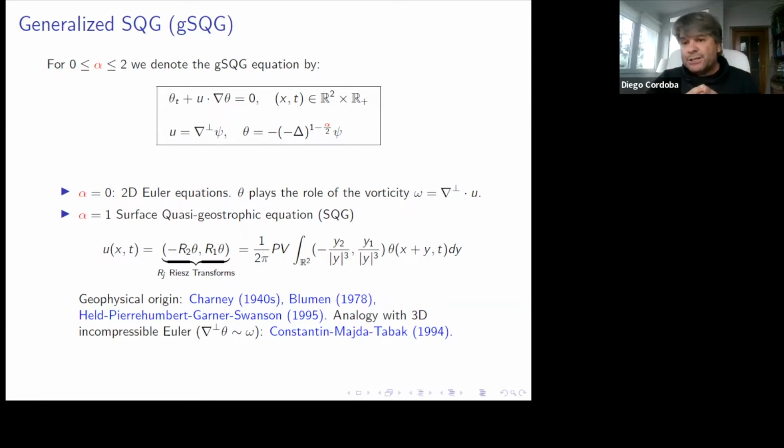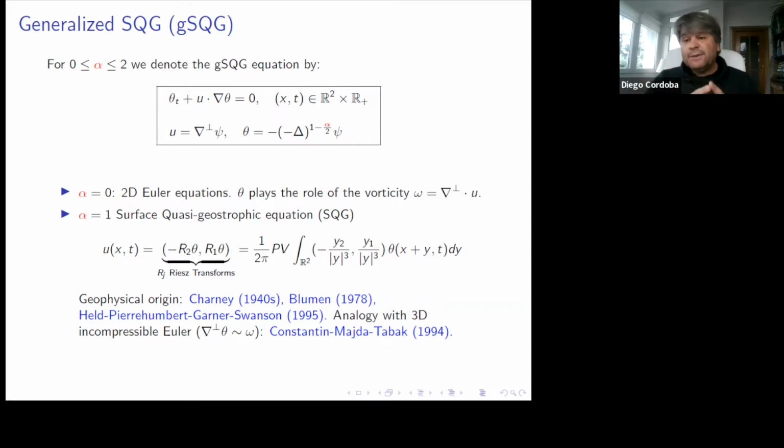Therefore, one can write the velocity as an integral operator with respect to theta, and these operators are the Riesz transforms. The Riesz transforms are singular integral operators of Calderon-Zygmund type. That means the convolution of a kernel with a function, and this kernel is homogeneous of degree -2. In this case, they're odd, and the mean of the kernel on the unit circle is 0.